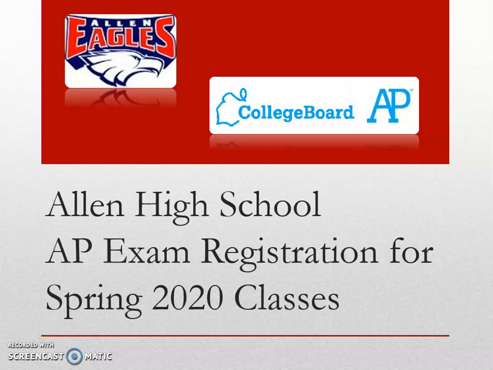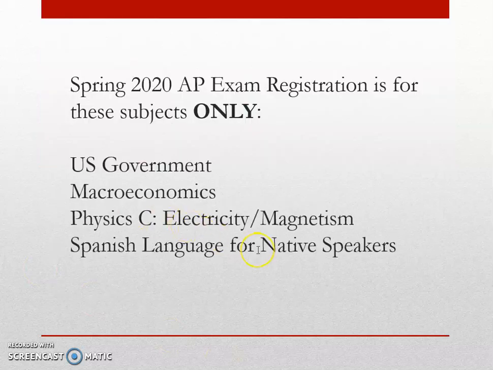I'm going to walk you through AP exam registration for classes that meet in spring 2020. This exam registration is only for these 4 subjects: U.S. Government, Macroeconomics, Physics C, Electricity and Magnetism, and Spanish language for native speakers. If you did not register for an AP exam last fall, and that class is a year-long class, you may not register for that exam now. The only exam registration we're doing at this time is for these 4 subjects.